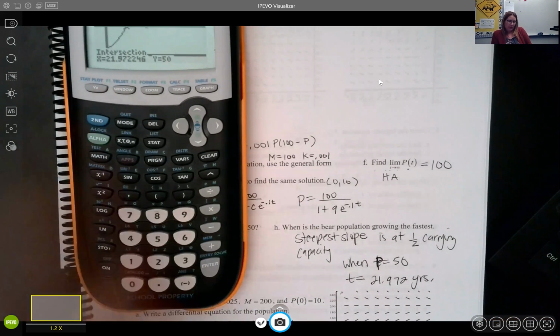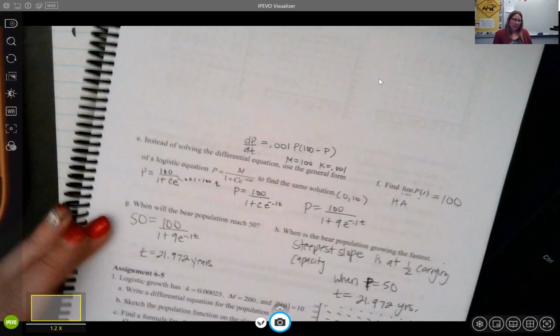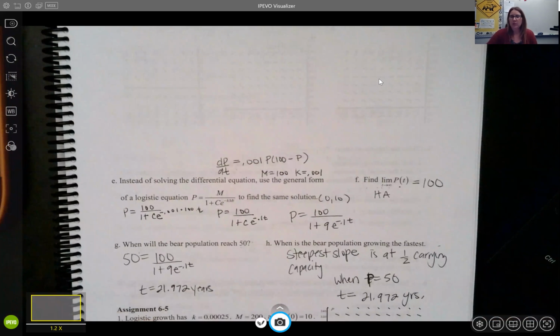Okay. All right, so that's all the notes: just using this logistic growth equation to analyze these functions and then plug them in and solve.